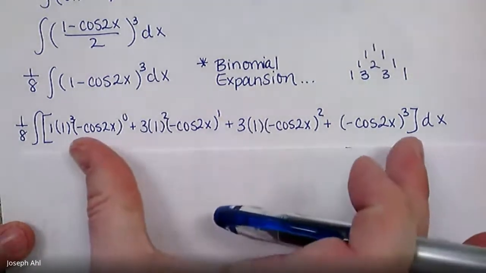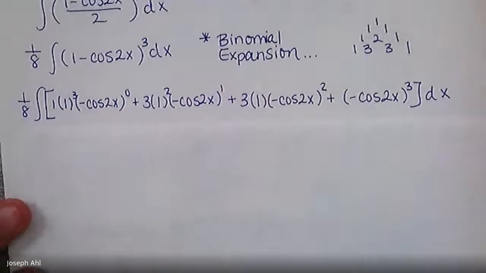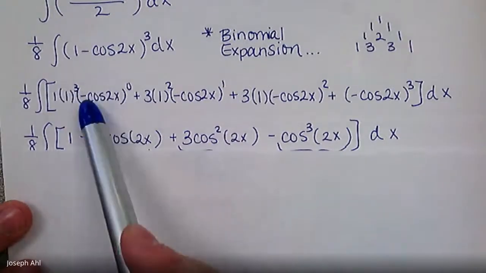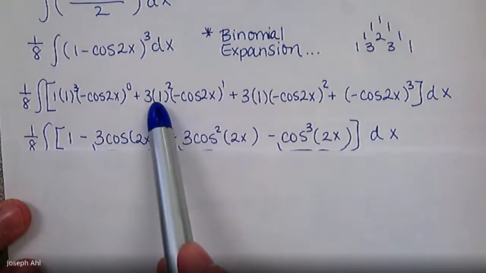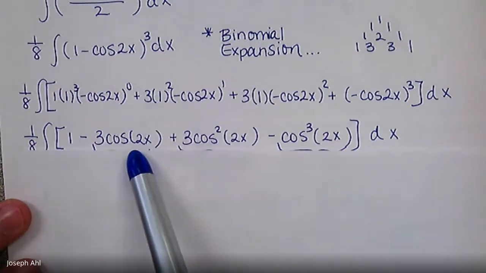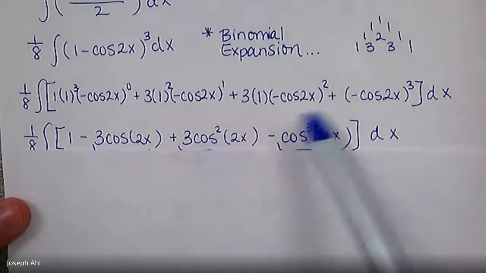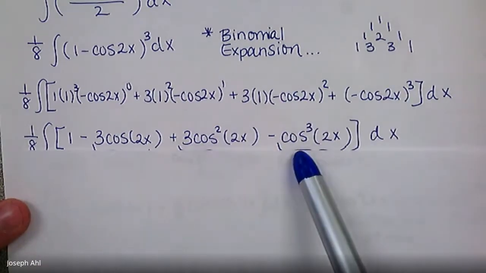So now what I'm going to do is simplify each of those terms individually to get these results. Okay. So this whole thing is just 1. Then we get negative 3 cosine 2x for the next term. When I square that negative, a plus 3 cos squared, and then minus cos cubed at the end.